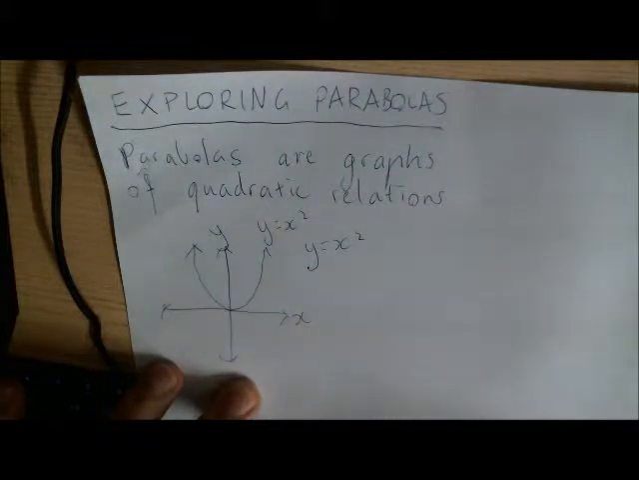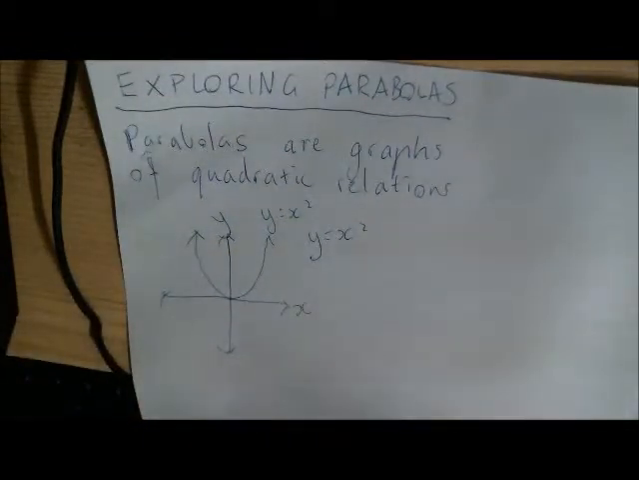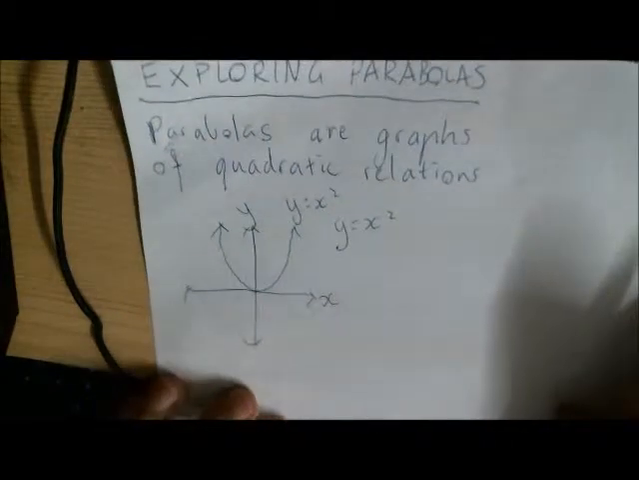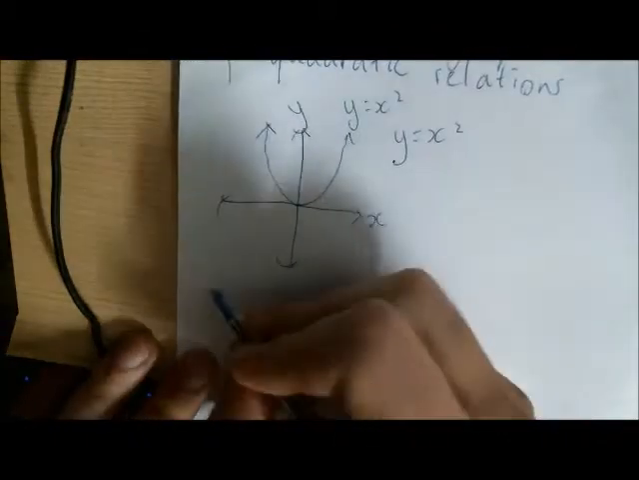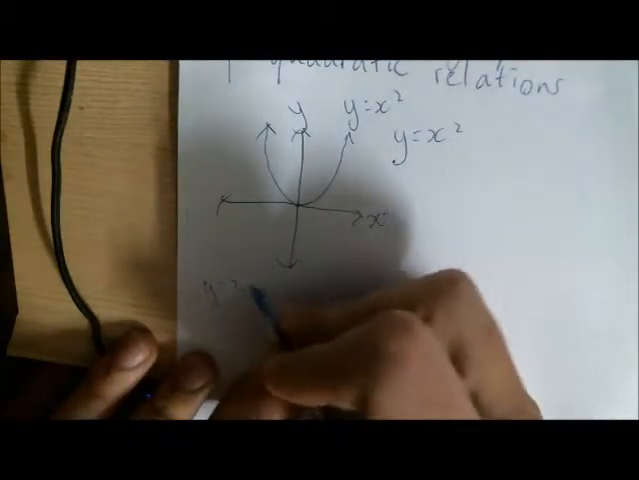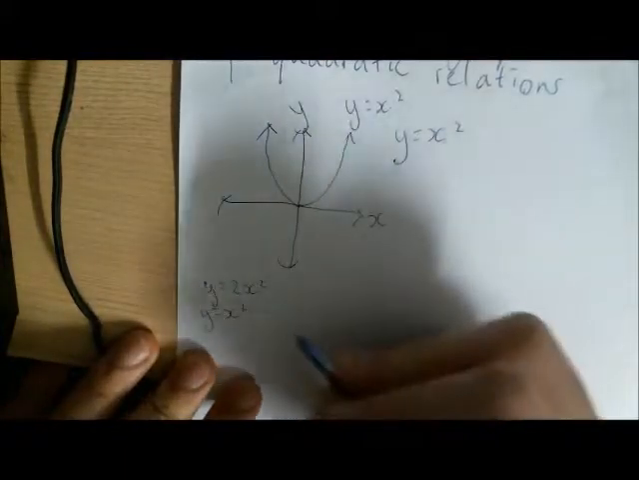Now there are some things that we can do that can change it in a sense. So for example, if I was to graph y equals 2x squared and y equals x squared on the same graph, this is what you would see.